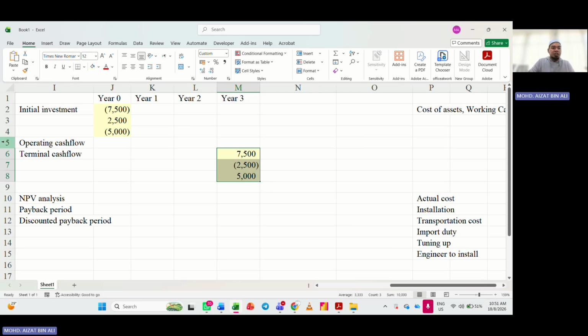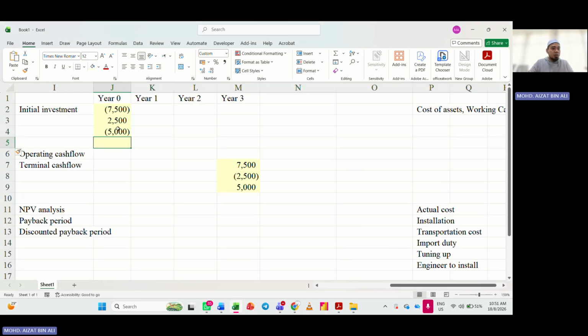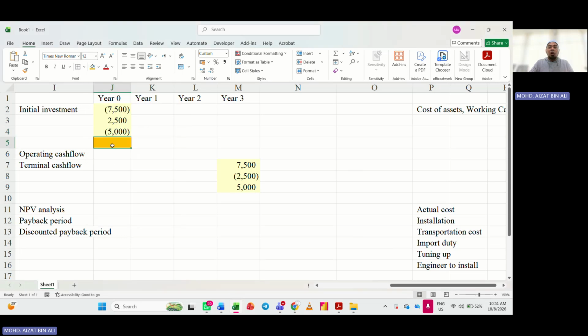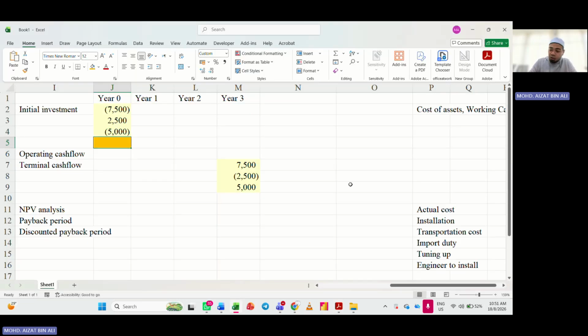The second relationship: we are only talking about working capital requirement now, only the working capital requirement. Next, on the cost of assets. Let's say the purchase cost of assets here is 23,500 ringgit, so minus 23,500, right? Here, at the end of the project period, we are not going to keep that asset with us.